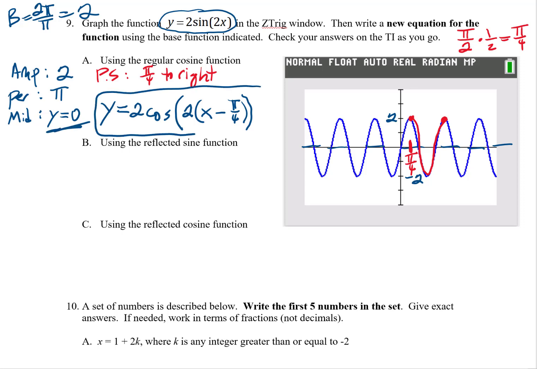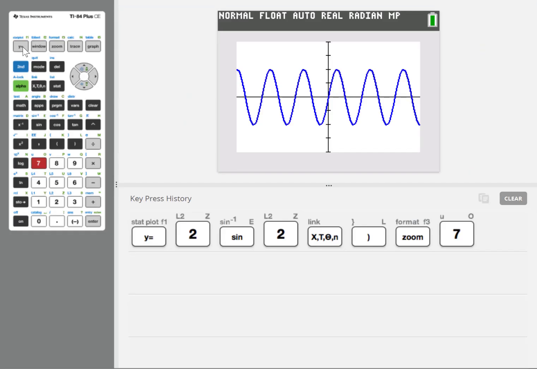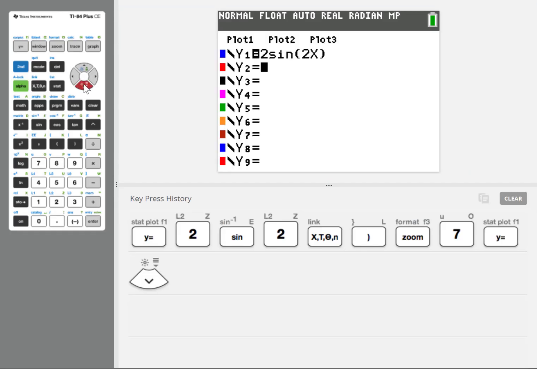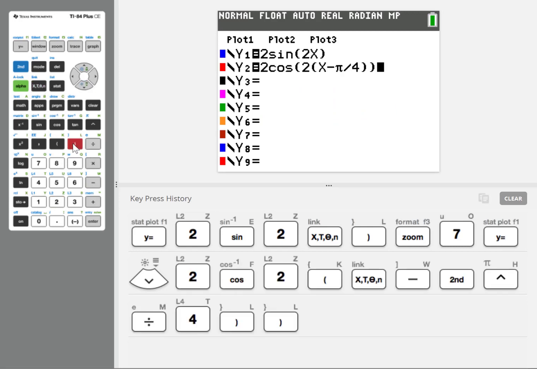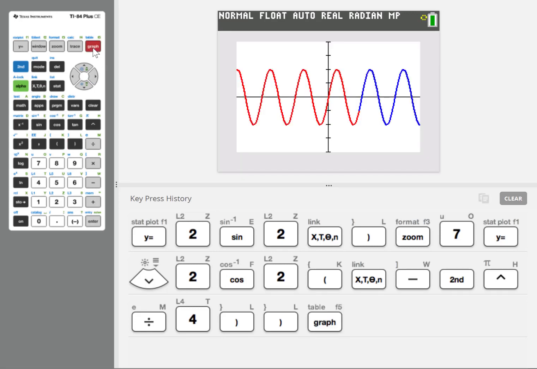So what we're saying here is this equation should make the same picture. Let's test that out in the calculator. I'll go back to my y equals, go to the red line, and type in what we came up with. Make sure to enter all those parentheses correctly. Okay, I think I've got it in. Let's see if it's the same picture. Sure enough, exactly the same thing.